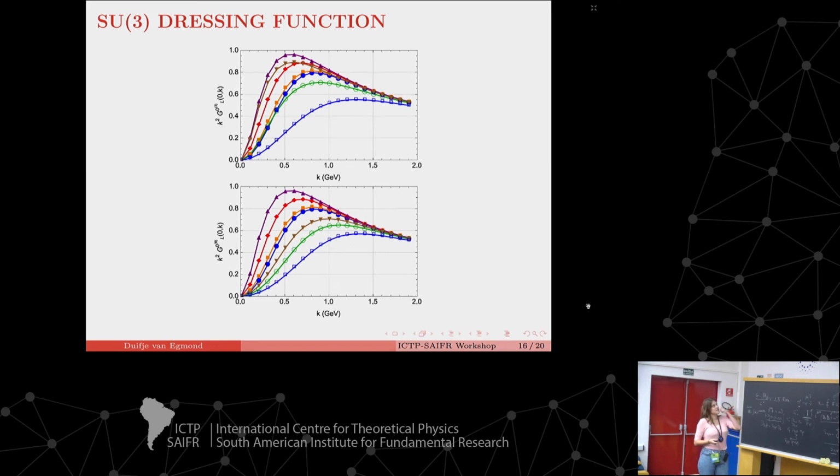Here we have, again, the SU3 dressing function. So you see, again, that this K max is lowest at the transition temperature.